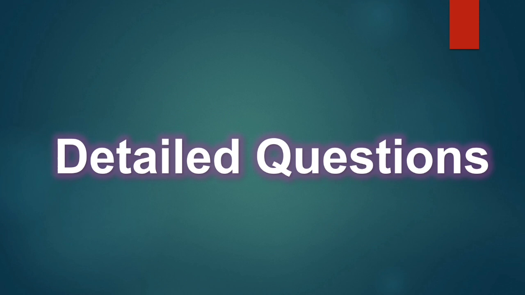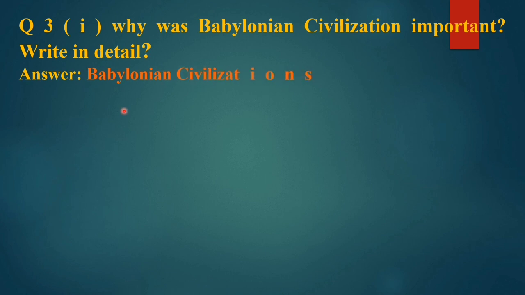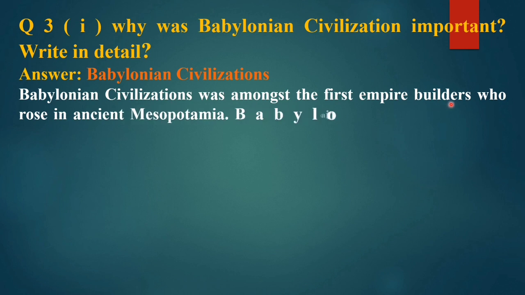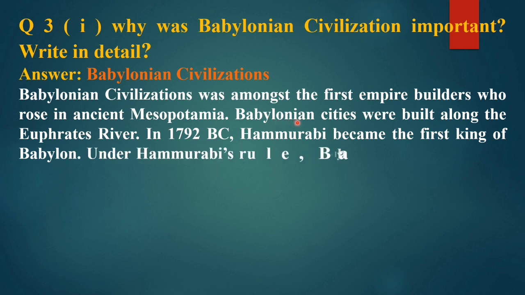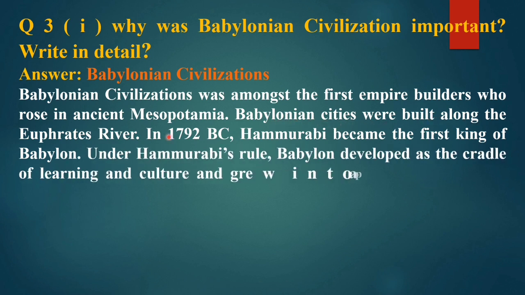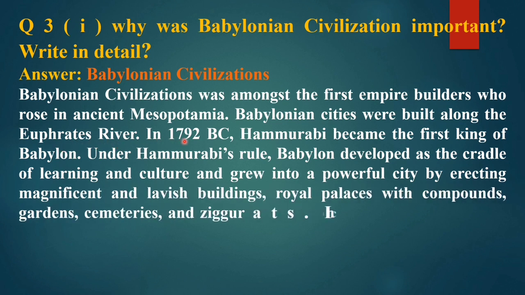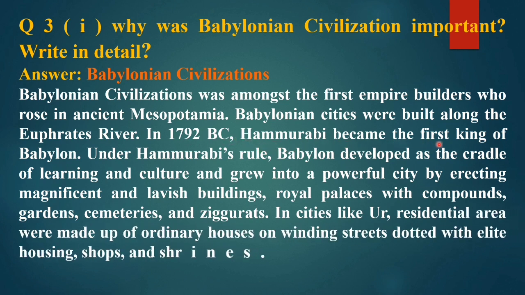Detailed questions. Number one, why was Babylonian civilization important? Write in detail. Answer: Babylonian civilization was among the first empire builders who rose in ancient Mesopotamia. Babylonian cities were built along the Euphrates River. In 1792 BC, Hammurabi became the first king of Babylon.